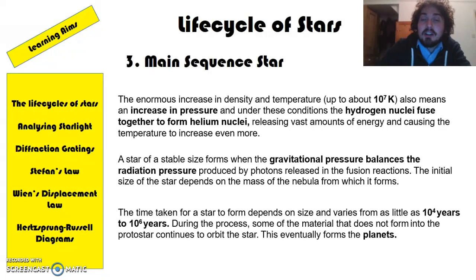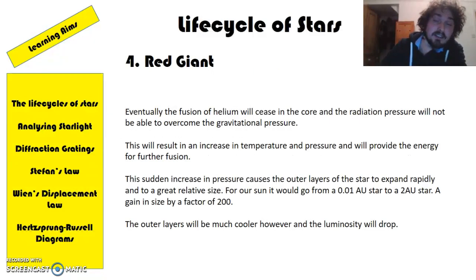The time taken for a star like this to form depends on its size, and varies from as little as 10^4 years, or 10,000 years, to as much as 10^6, or a million years. During the process, some of the material that does not form into the protostar continues to orbit the star. This will eventually become planets. Cool. Right, once you become a main sequence star, you can take this path, right?